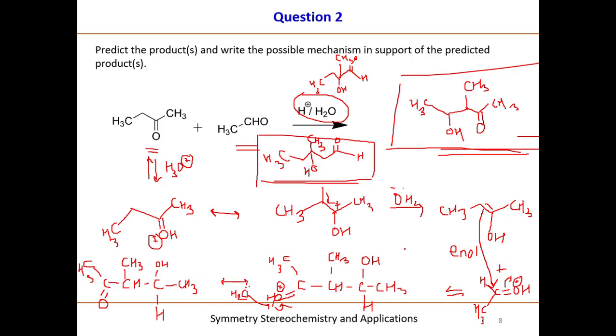So the other way is also possible. The protonation can be done on the aldehyde also, which will give this second product. If protonation is done on the aldehyde, then it will give this product, and if protonation is done on this ketone, then it will give this product, the second or first product. So I have shown this mechanism only. This one you have to do by yourself.